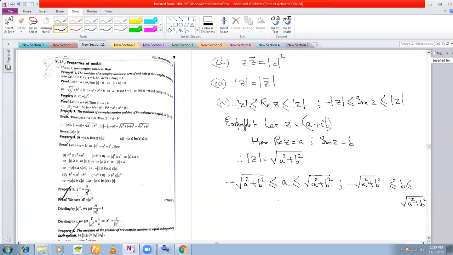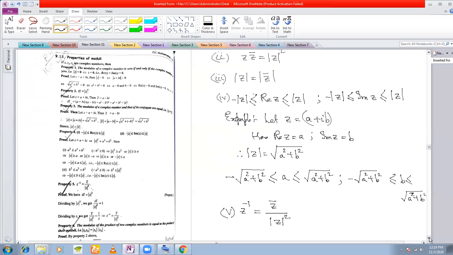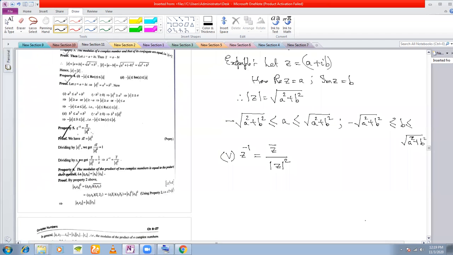The next property is that the multiplicative inverse of a complex number, 1 by z or z to the power of minus 1, is the conjugate divided by the square of the modulus. Another important property. Once you know the concept of modulus, you can find the multiplicative inverse with the help of this result. In certain sums this will be easier to find.